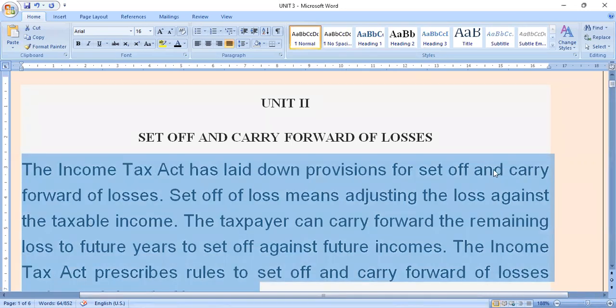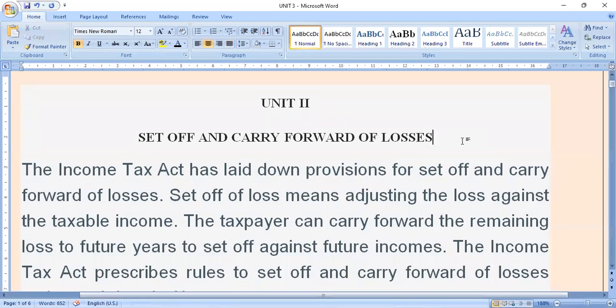In the previous class I mentioned I will explain the remaining topics: one is set off, and another is carry forward of losses. Set off of losses and carry forward of losses.